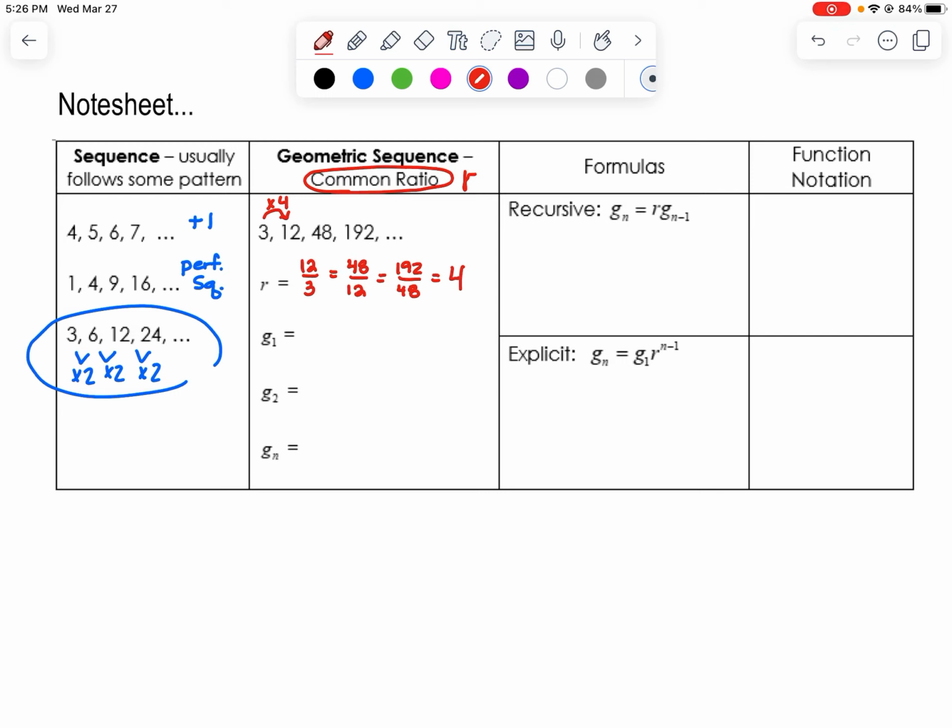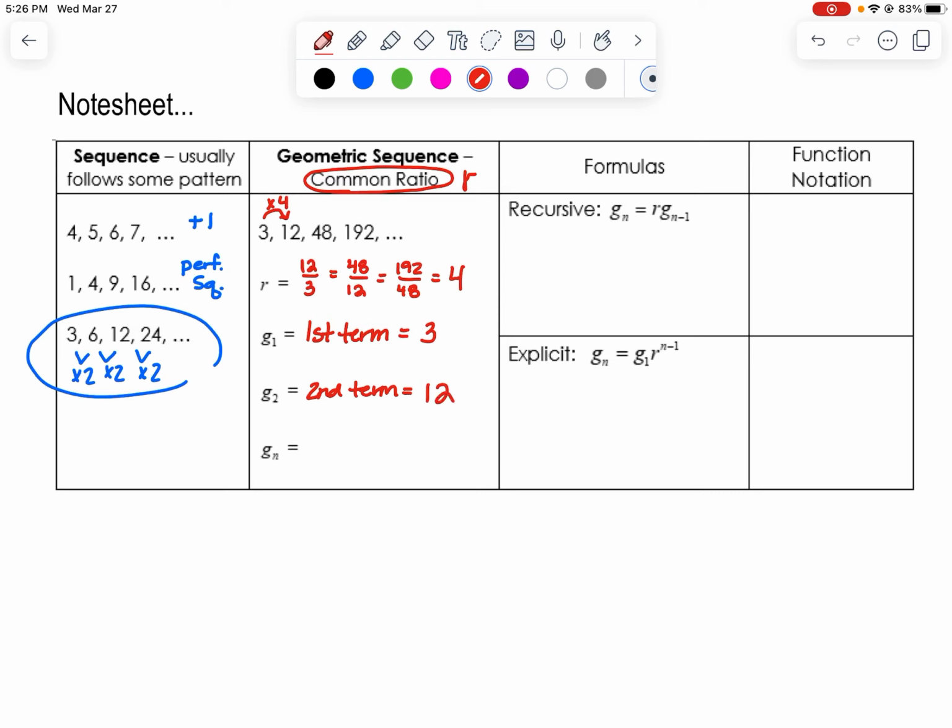That is R. So we've got some different notation here from when we did arithmetic. G sub 1, that just means for a geometric sequence. That's what the G stands for. The 1 means first term. So this is just saying what is the first term in the geometric sequence. And in this case, it is the number 3. G sub 2 follows that same idea. That is the second term of the geometric sequence, which is 12.